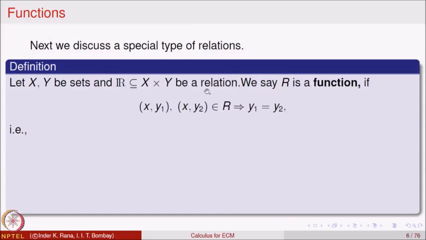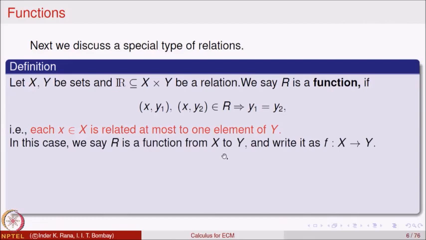So, a function is a special type of relation, with the property that whenever x is related to y1 and x is related to y2, then y1 must be equal to y2. That means every element of X is related to one element of Y. It cannot be related to more than one element of Y. So each x is related to at most one element of Y. If x is related to two elements, it may not be related to any element, but if it is related, then y1 must be equal to y2. Such a relation is called a function.